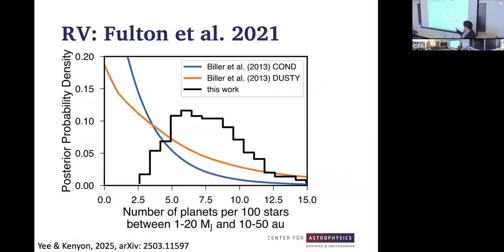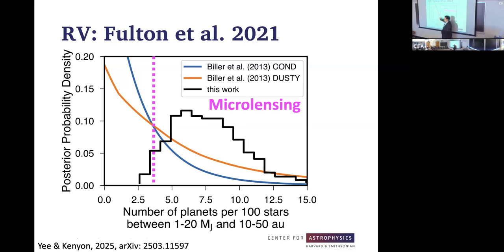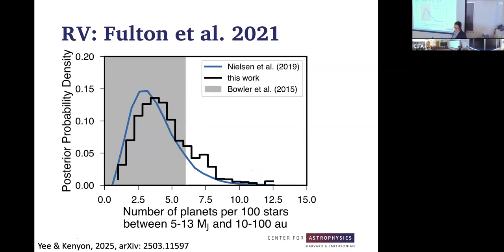And you can do this also compared to the radial velocity planets. And the thing is that microlensing for this sample, between like 1 and 20 Jupiter masses, only predicts about 3 planets per 100 stars, which is at the very tail of the frequency you get from radial velocities for this sample. And you find a similar thing if you're talking about just the 5 to 13 Jupiter mass things.